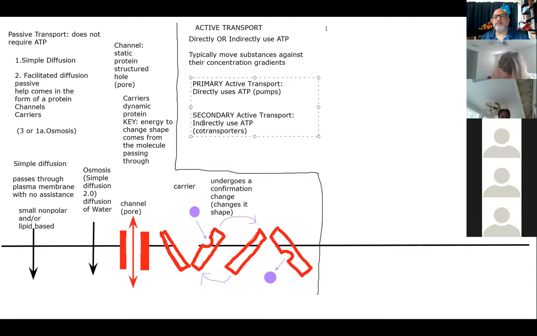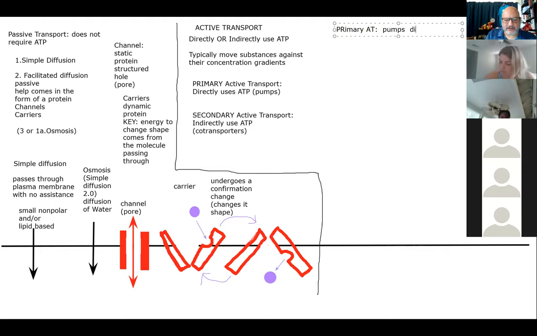Indirectly. Excellent. Let's talk first about our primary active transporters. As I mentioned, these are our pumps. They directly use ATP to move ions or substances. We already talked about the most common one you would find in the body. And what was the most common one? There it is, that sodium potassium pump.